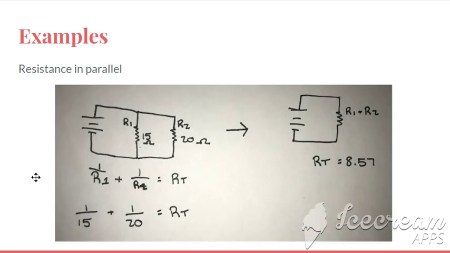An example for resistance in parallel would be the first resistance and the second resistance to add up together and equal 8.57 ohms.